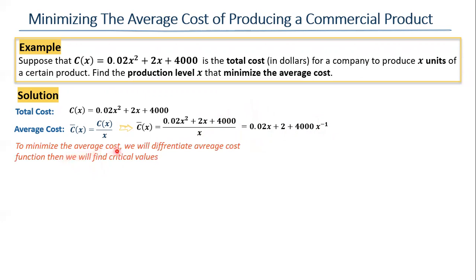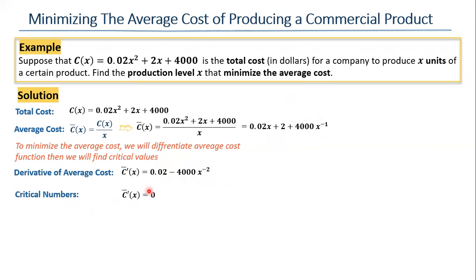Now, to minimize the average cost, we will differentiate the average cost function, then find the critical number. So the derivative C bar prime equals: the derivative of x is 1, 1 times 0.02 is 0.02. The derivative of a constant is 0, so eliminate 2. We will now use the power rule: negative 1 times 4,000 is negative 4,000, x power negative 1 minus 1, negative 2.